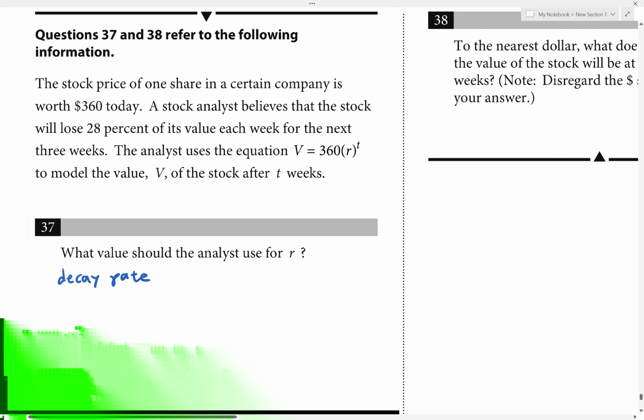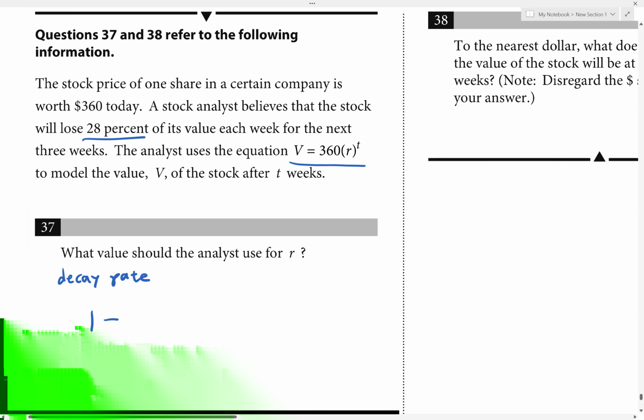Okay, but then we cannot just do 28%. If we just do 28%, that represents a decrease, right? It's how much we lose, but this model has to represent how much money we have left. So to find the decay rate, we have to subtract from 1. We'll always do 1 minus the percent decrease.